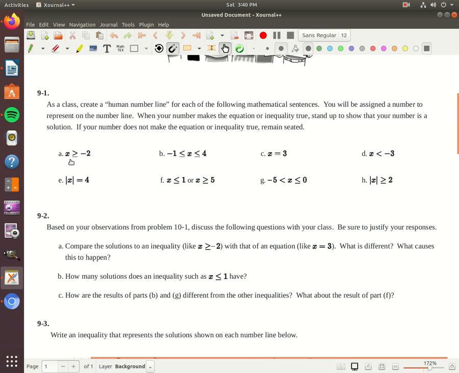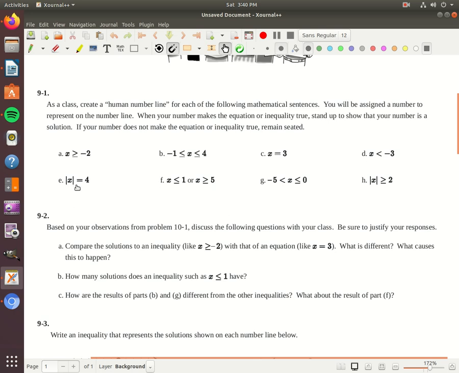So if this one, x is greater than or equal to negative 2, and you were holding the negative 2, the negative 1, the 0, the 1, the 2, the 3, etc., you would stand up right now. If you were holding the negative 3, negative 4, you wouldn't. Here, obviously, anything between negative 1 and 4, inclusive, meaning including negative 1 and 4, we would. Here, only the 3 would stand up. Here, negative 3 would not stand up because it's not equal to negative 4. Negative 5, negative 6 would.